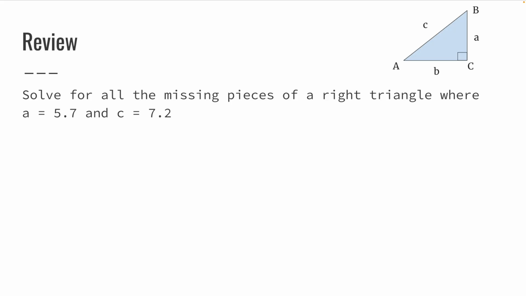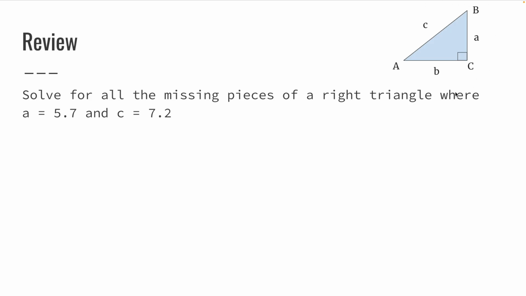So just as a quick review, with trigonometry and Pythagorean theorem, you can pretty much solve for all of the angles and side lengths of a right angle triangle if you're given two pieces of information. So what we're going to do is just practice that first, and then we'll jump into the word problem. So for example, solve for all the missing pieces of a right triangle where A equals 5.7 and C equals 7.2. So here is our triangle here.